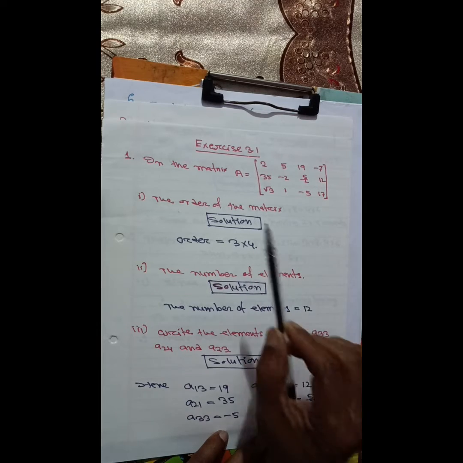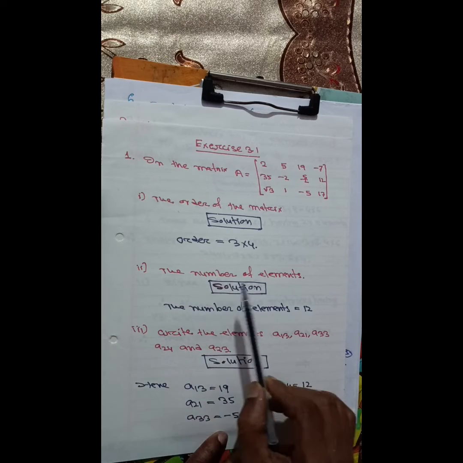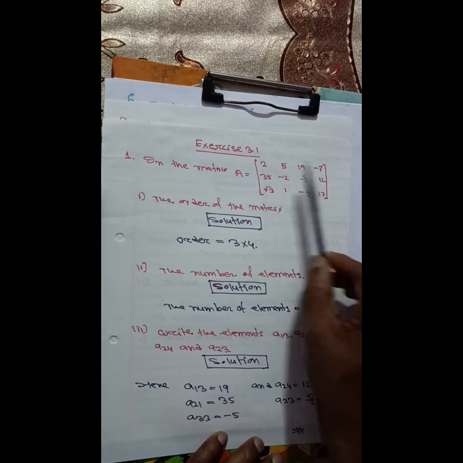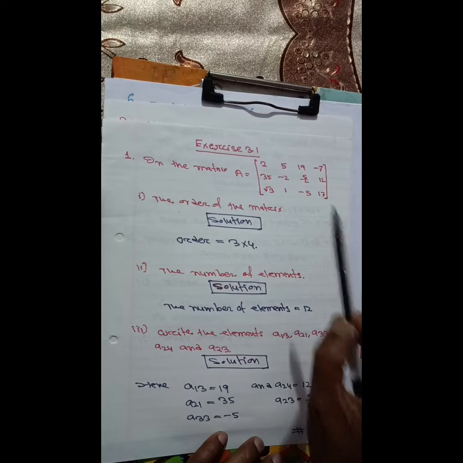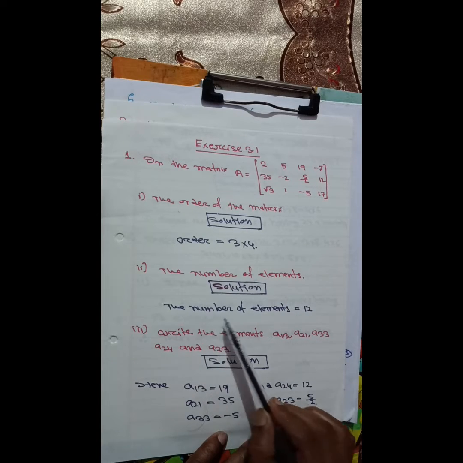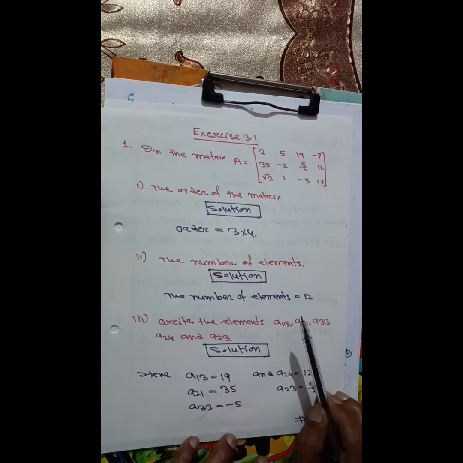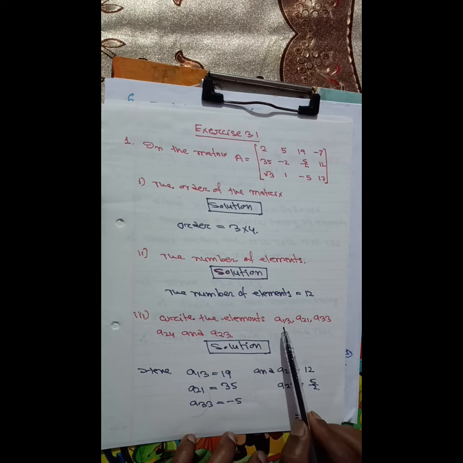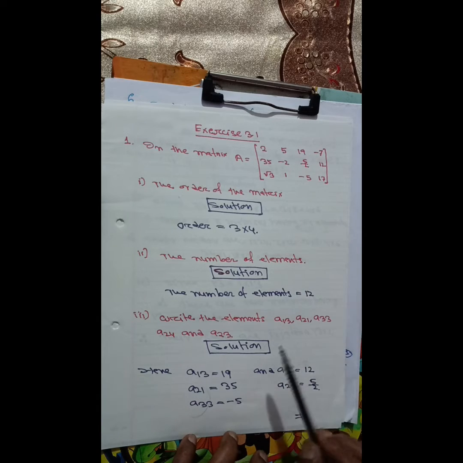And question number 1, part 2: given the number of elements in this matrix, we observe how many elements there are. If we multiply the orders, we get that the number of elements is equal to 3 into 4, which is 12. And we are also asked to write the element A1,3. That means first row, third column. A1,3 is equal to what? 19.